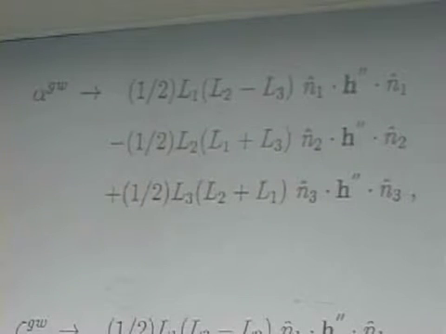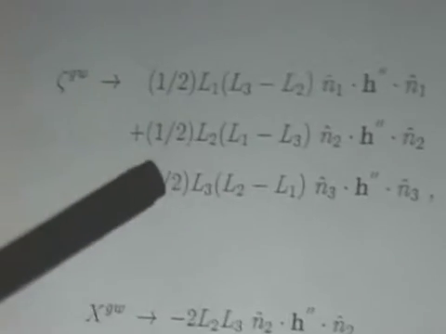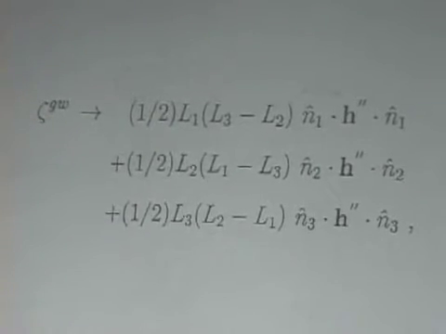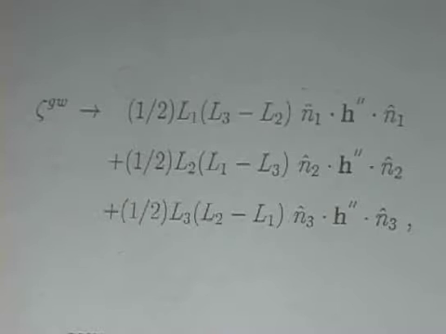Now zeta, as Kip pointed out, has a very special property: if the arm lengths are equal, then zeta cancels to second order, and the first non-zero contribution is at third order. So zeta is, in that sense, insensitive at low frequencies to gravity waves, and I'll show you some plots in just a second.